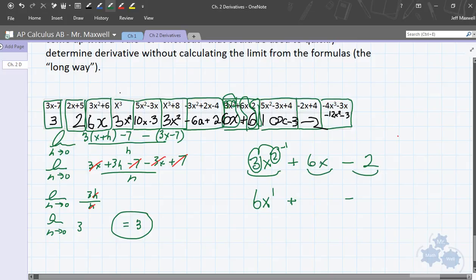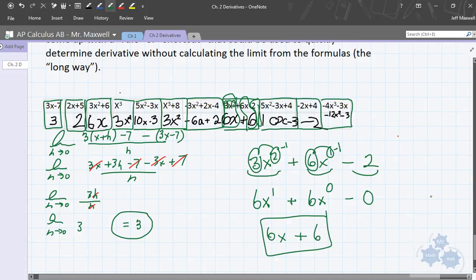So 6x, what's the exponent? 1. What's 1 times 6? 6. What's 1 minus 1? 0. What's the exponent on the x here? 0. What's 0 times 2? 0. And we don't go x to the negative 1, though. We don't do that. If it's 0, no, there's that. We're done. So, yes, the derivative is 6x plus 6.